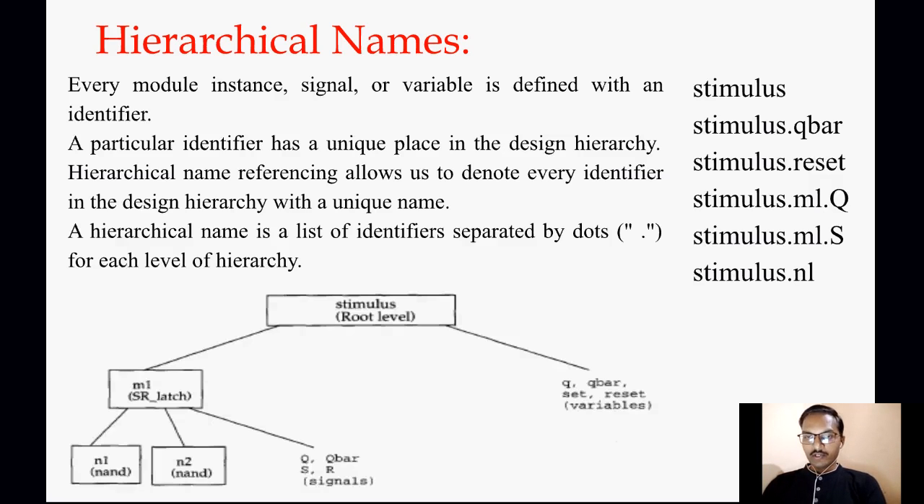Okay, so here in the figure you can see stimulus, which is the root level. Then m1 is the SR latch, then n1 is a NAND gate, n2 is a NAND gate, and their port lists are q_bar, s, r, which are the signals, and here the variables are q_bar, set and reset. So those are the variables.